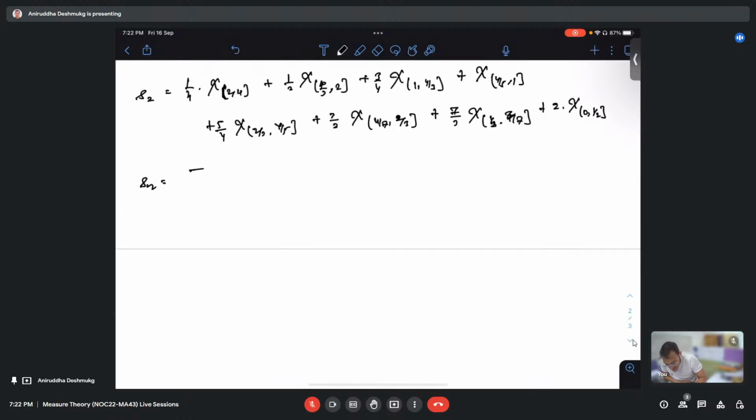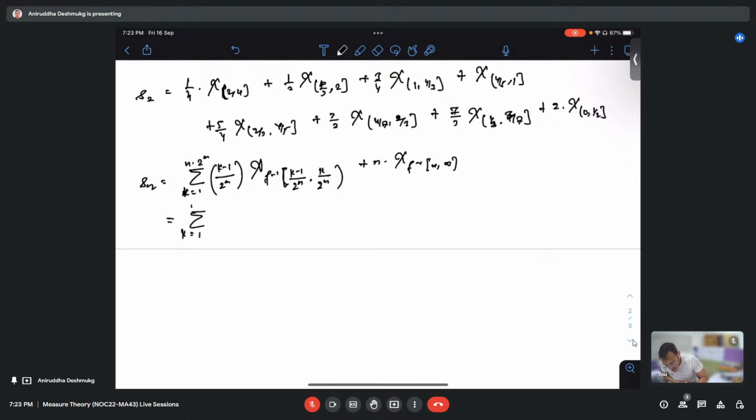So in general, Sn is given by the sum over k from 1 to n times 2 to the power n, (k minus 1) by 2 to the power n, chi of f inverse of [(k minus 1) by 2 to the power n to k by 2 to the power n], plus n times chi of f inverse of [n to infinity]. Since I know f, this is the sum over k from 1 to n times 2 to the power n, (k minus 1) by 2 to the power n, chi of [2 to the power n by k to 2 to the power n by (k minus 1)].